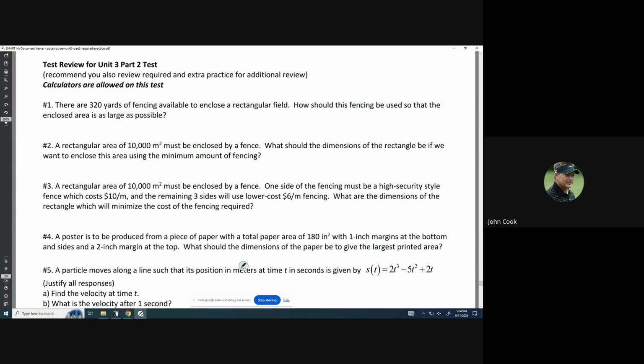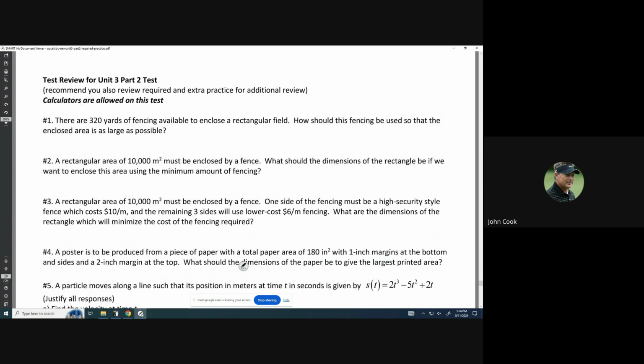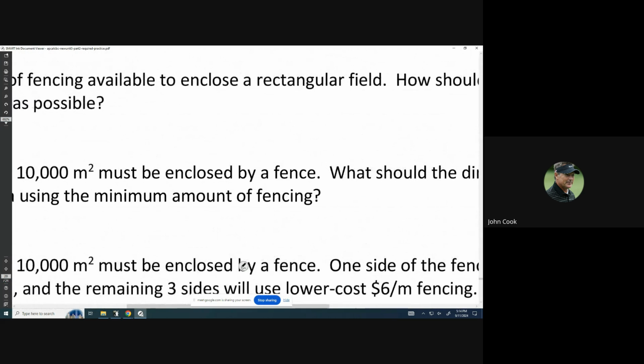Okay, so number one: there are 320 yards of fencing available to enclose a rectangular field. How should this fencing be used so that the enclosed area is as large as possible? Maybe I'll zoom in a little bit so I have a little more room to work with here.